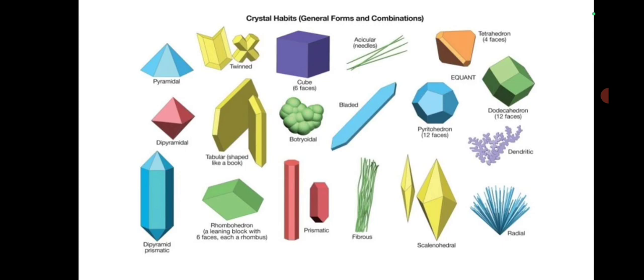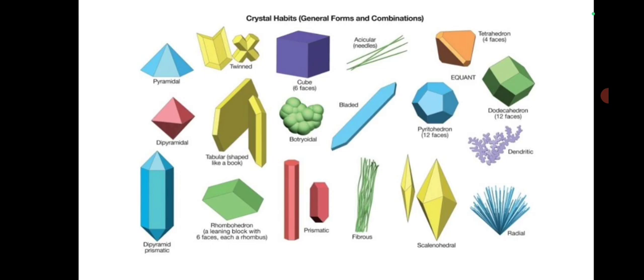Then in this photograph, you can see some pyramidal, dipyramidal forms. One pyramid, then two pyramids on top and bottom, and then a central prismatic. Prismatic means it has the same cross section throughout, and on either end you have a pyramid. Then rhombohedron, then tabular, twinned shape, cubical. Then botryoidal we have already discussed, prismatic is there, then acicular or needle.